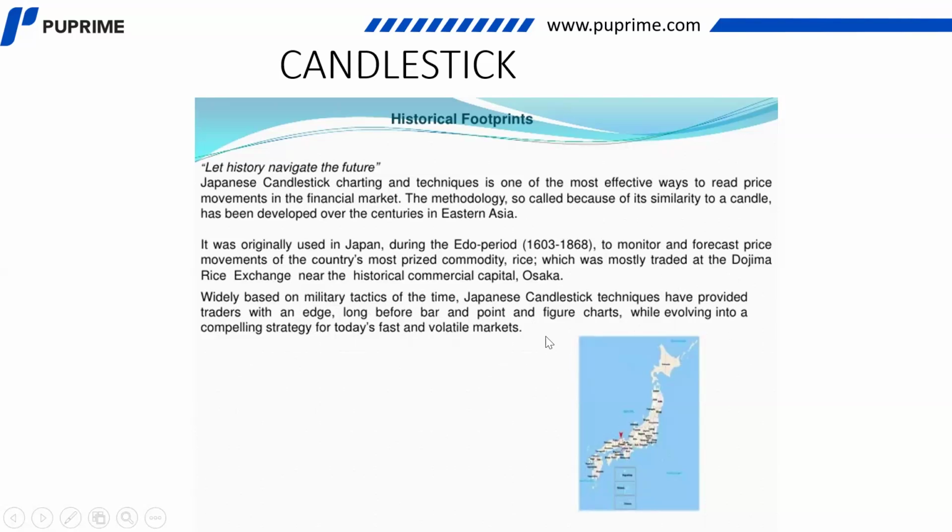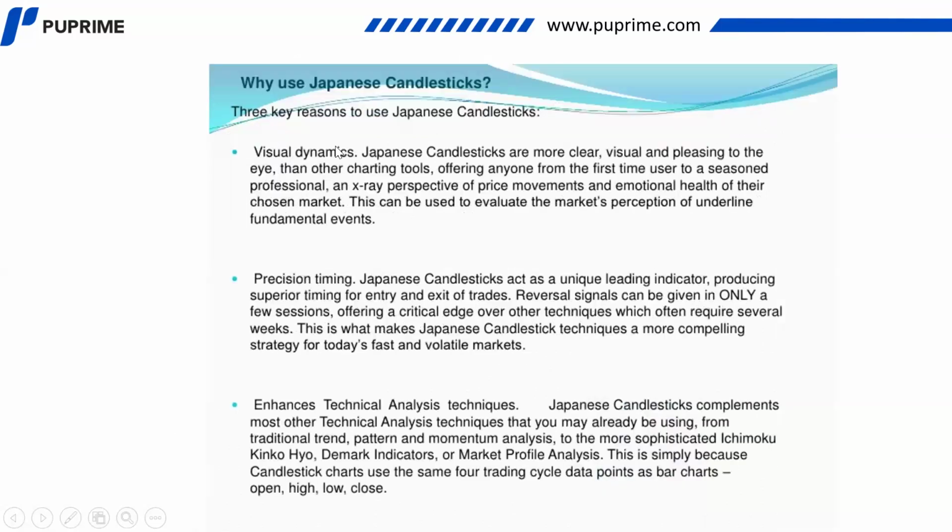So this is just telling us that in Eastern Asia, from the 16th century to 1868, they were using candlesticks. This is just the brief history of the candlesticks. Now, why do we need to use these candlesticks? For three reasons. Number one is visual dynamics. It's more clear. You'll be able to see the price at which the buyers or the sellers are acting.